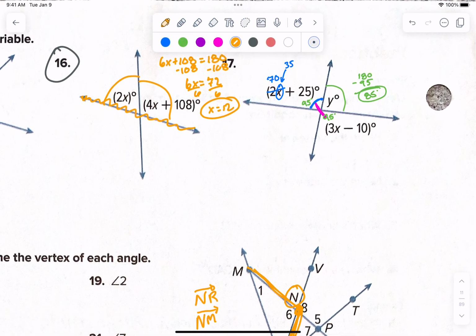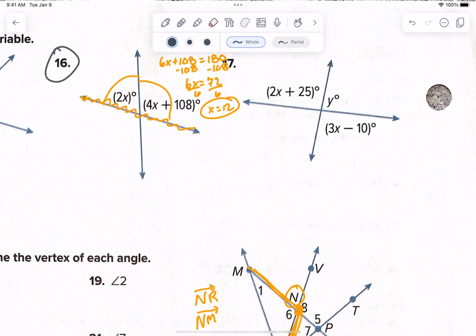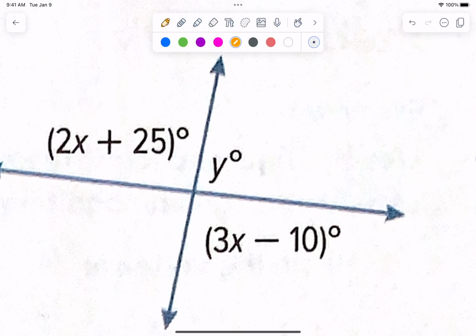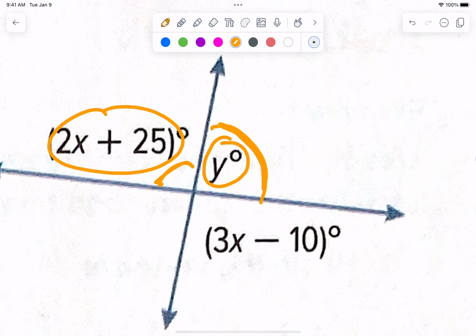I want you to do this one right here. Solve for x, solve for y. Holy crap, I don't know. You know where to start? We've got x's and y's going on. I have x's up here and y's over here. What do we know about these two angles? They're supplementary. They add up to be 180, but I can't solve for x and y at the same time.